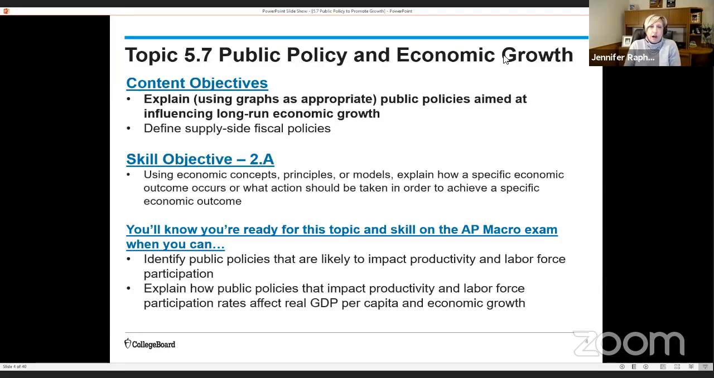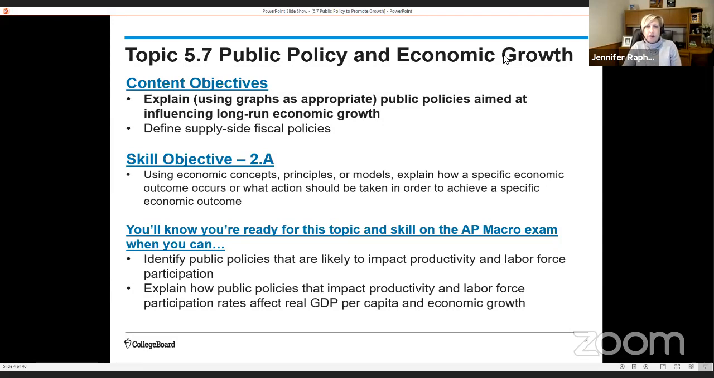wants the economic growth, which of the following policies should it pursue, right? We're looking at the outcome. We want long-run economic growth. Then we're given a list of policies. Which one of those policies would cause economic growth? That's a very common way that this topic is assessed on the AP macro exam.